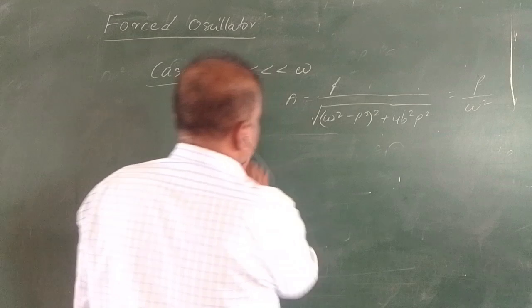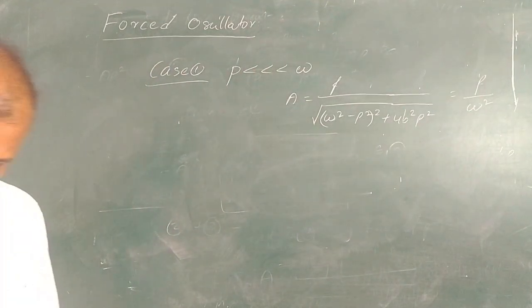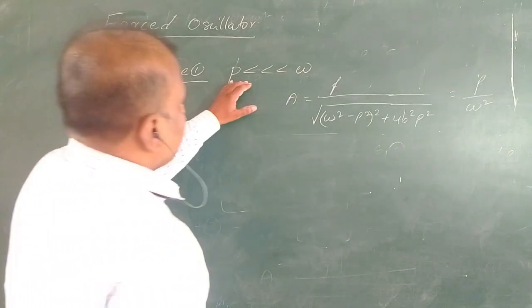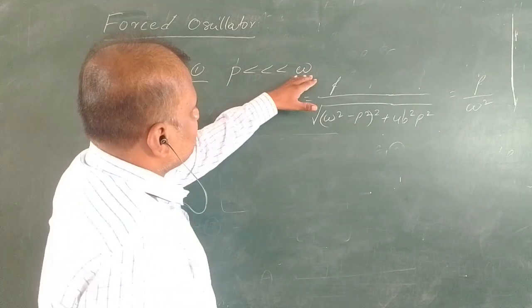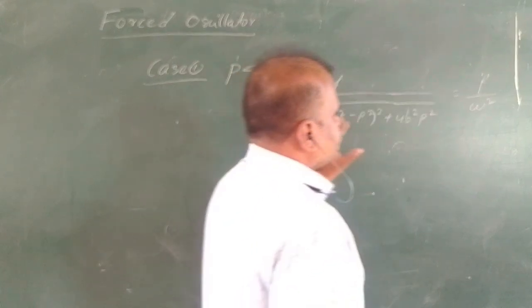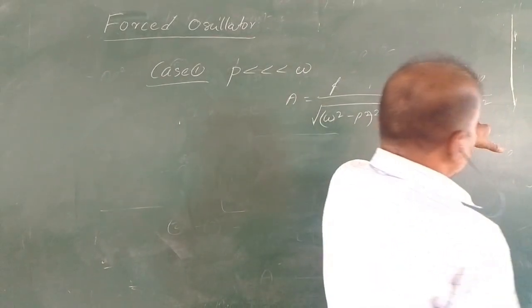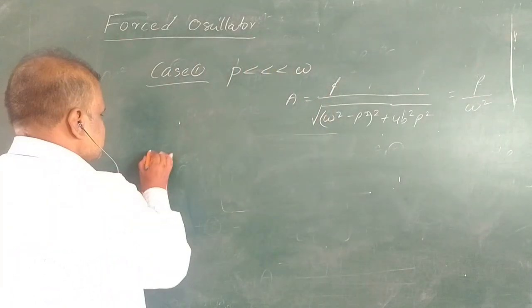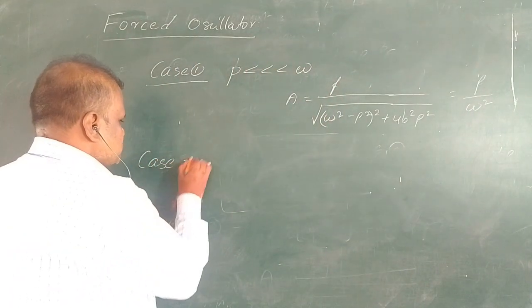So in this case, when the applied periodic force frequency is less than the natural frequency of the oscillator, the resultant amplitude of the forced oscillator depends on its natural frequency omega only. It does not depend on the external force. Similarly, we will move to case number 2.